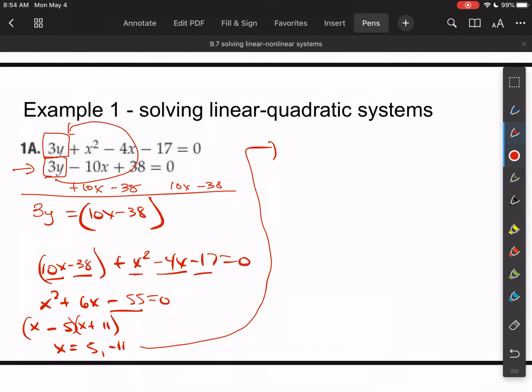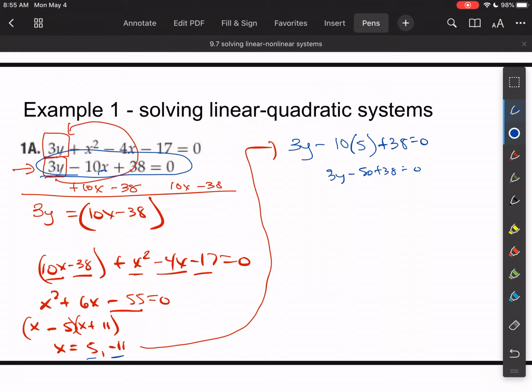So I'm going to go back into, you can choose either equation for this step. I'm going to go into this one because it just looks easier. Okay, so I'm now going to substitute my x values back in for x in this equation. So let's do it. 3y minus 10. I'm going to start with 5. So if I plug a 5 in, plus 38 equals 0. This is 3y minus 50 plus 38 equals 0. Negative 50 plus 38 is negative 12.